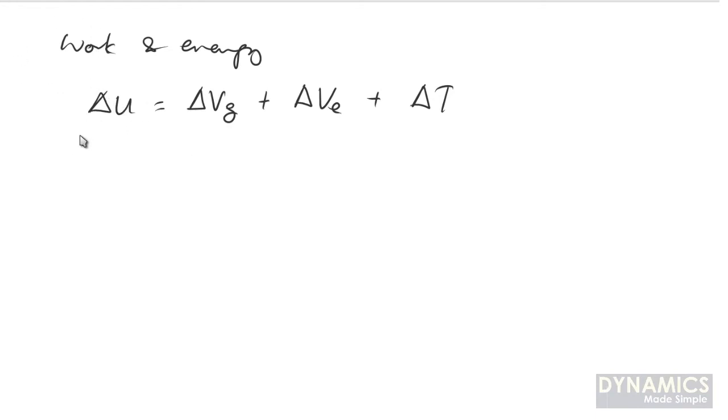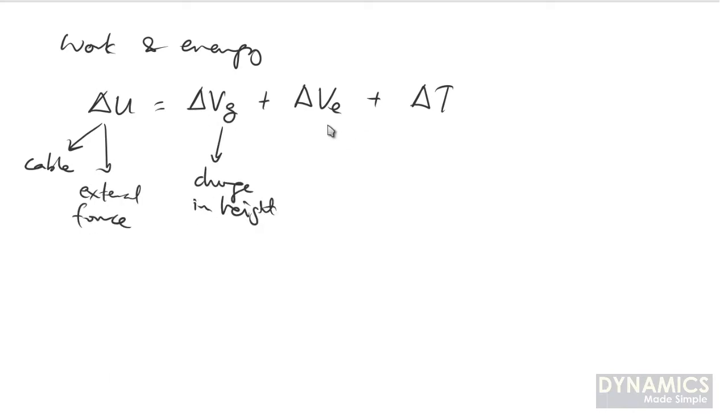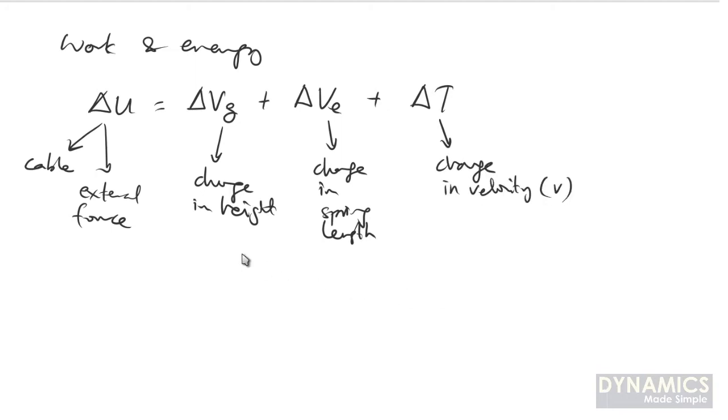For example, in the case of particle, we are saying that this delta U, or change in work done, can come from cable, it comes from external force. Our delta Vg comes from change in height. Our delta Ve comes from change in spring length. Delta T comes from change in velocity. Be more specific, linear velocity v. This is what we have used in particle analysis using the work and energy approach.